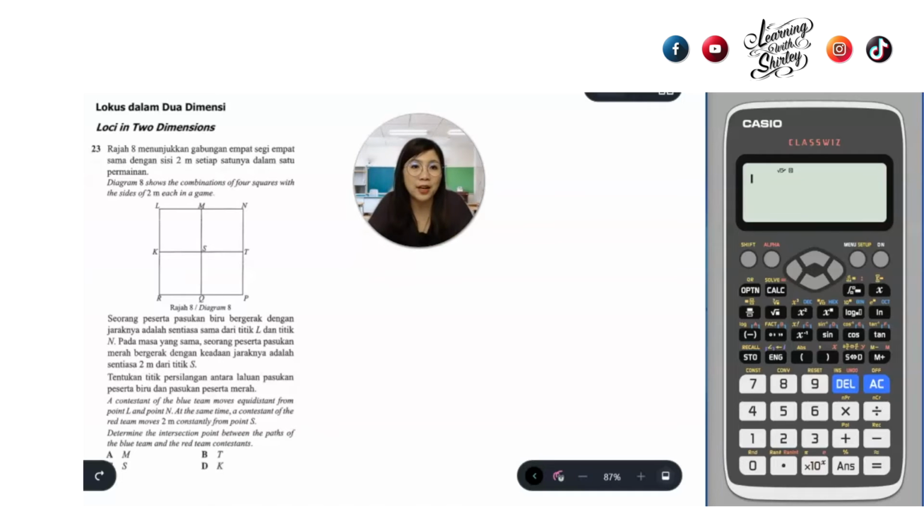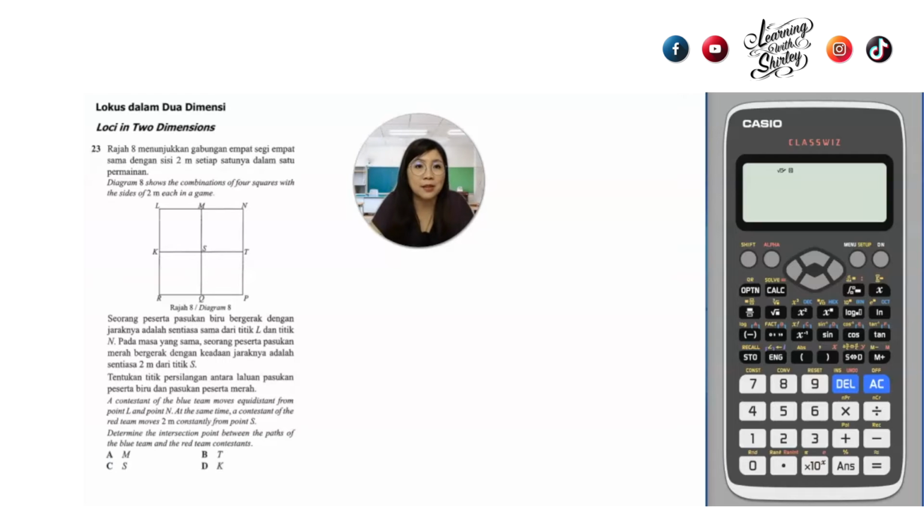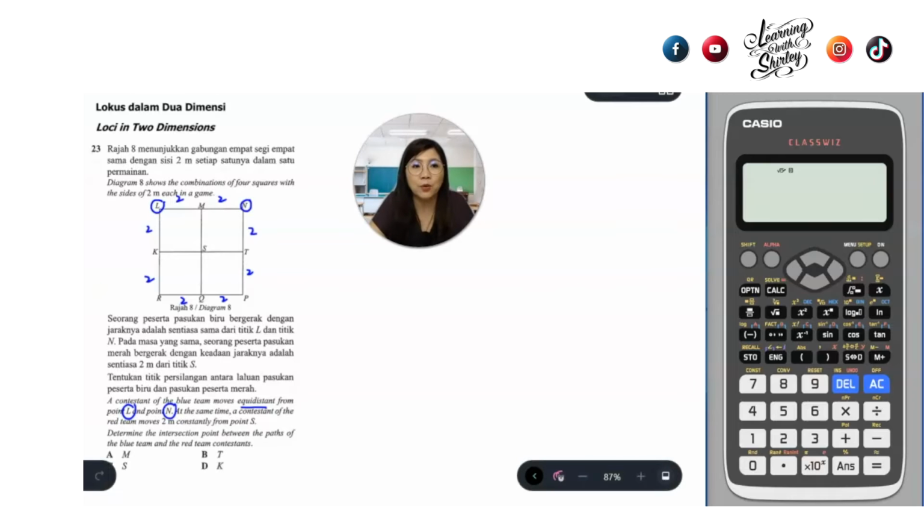Okay, let's look at question 23. A contestant, okay, this is diagram 8, shows the combinations of 4 squares with the sides, size is 2 meters each, in a game. So 2 meters each side, okay? So a contestant of the blue team moves equidistant from point L and point N. Where is L and N? L, N. So which means that the line will be a perpendicular bisector here. Okay, so this is the locus for the first one, for blue team. Okay, let's continue.